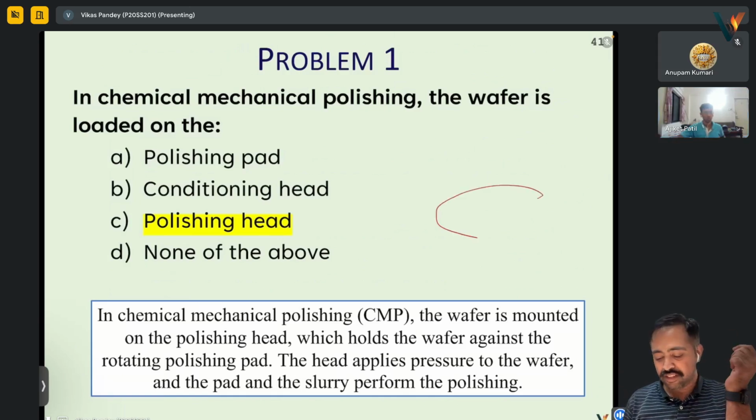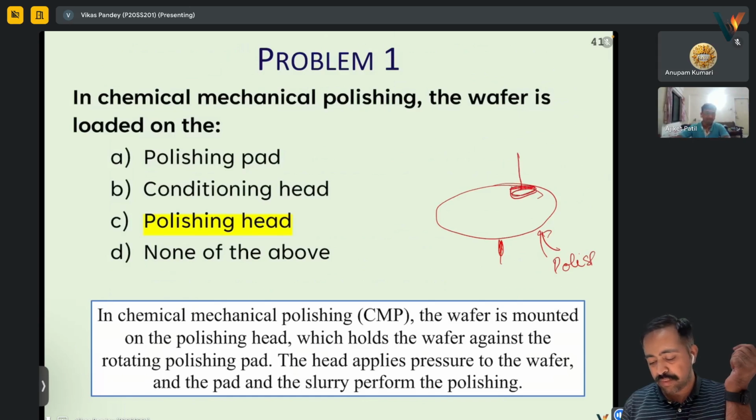The wafer is mounted on the polishing head. Then on it, the polishing pad is the sponge-like thing, not exactly a sponge, that rotates the abrasive materials. On the head, the pressure is applied.